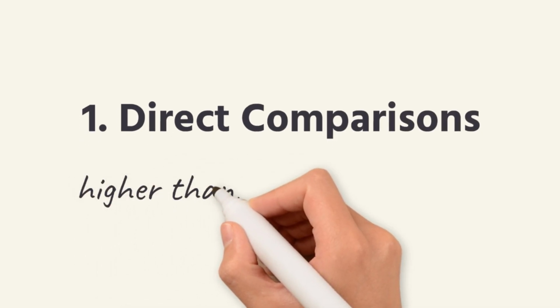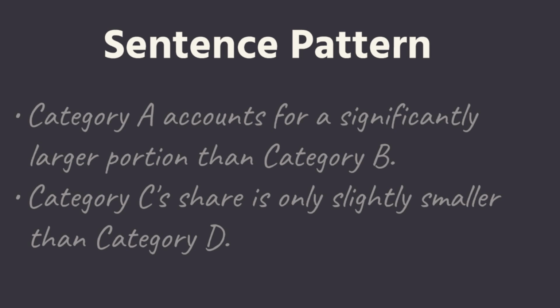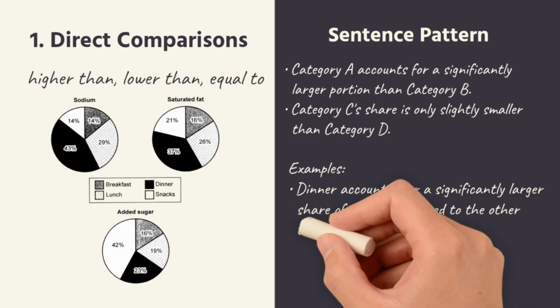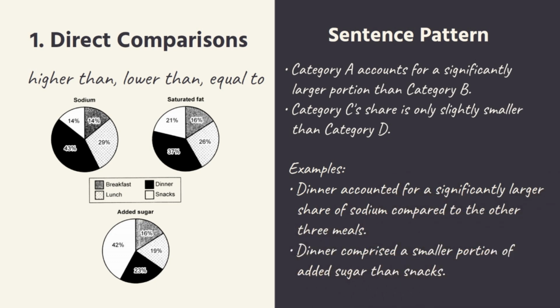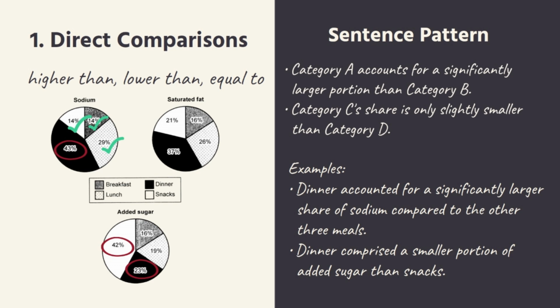Direct comparison. Use phrases like higher than, lower than, or equal to highlight differences between categories. Here are some sentence patterns. For instance, you can say dinner accounted for a significantly larger share of sodium compared to the other three meals. Or dinner comprised a smaller portion of added sugar than snacks. Use these structures to emphasize the relative size of categories without always specifying exact percentages.